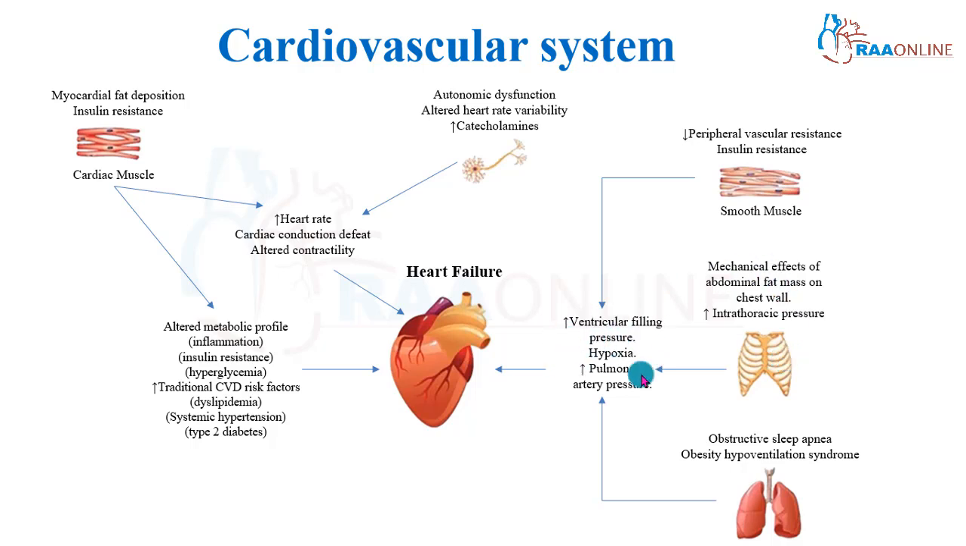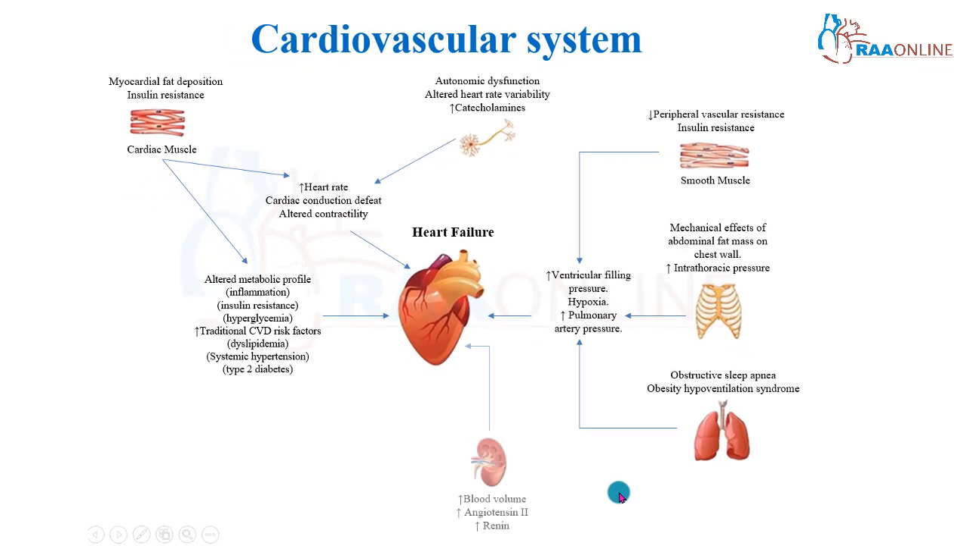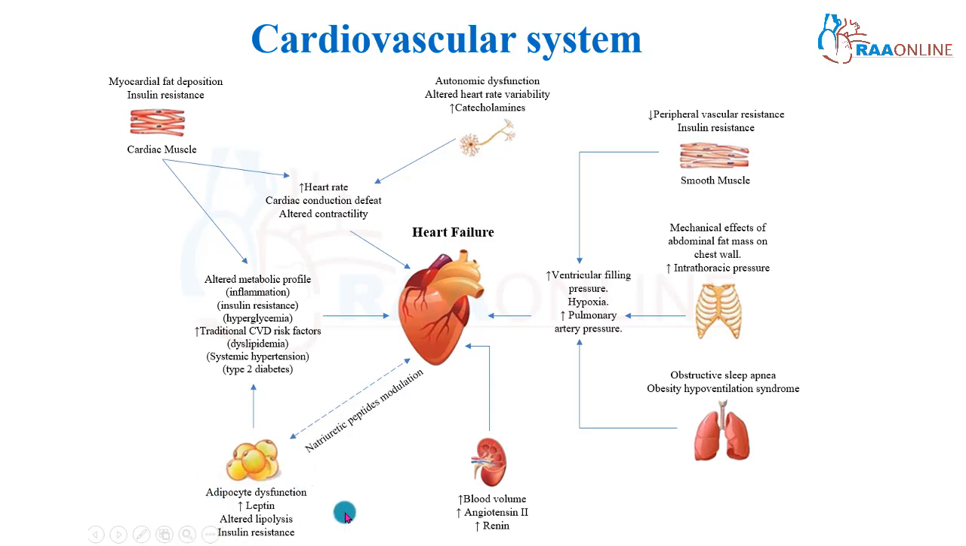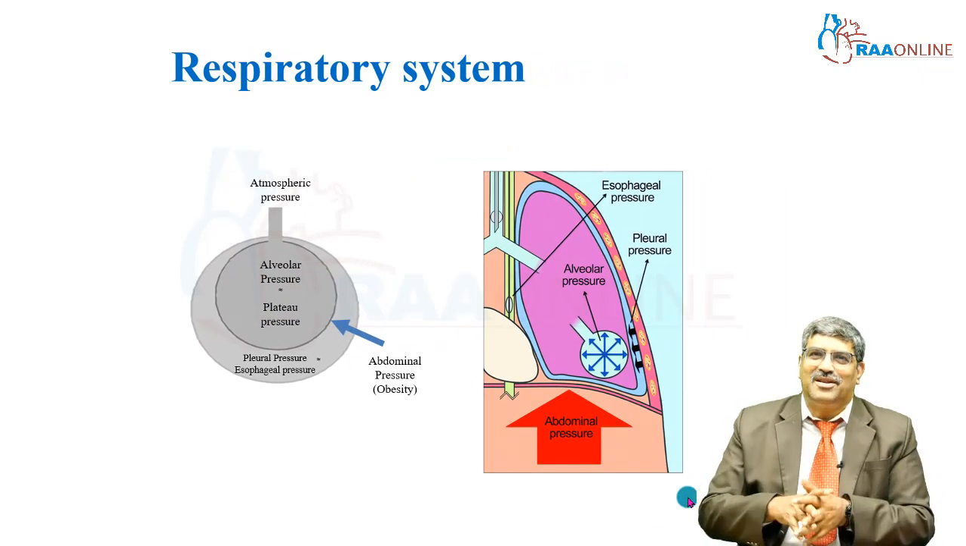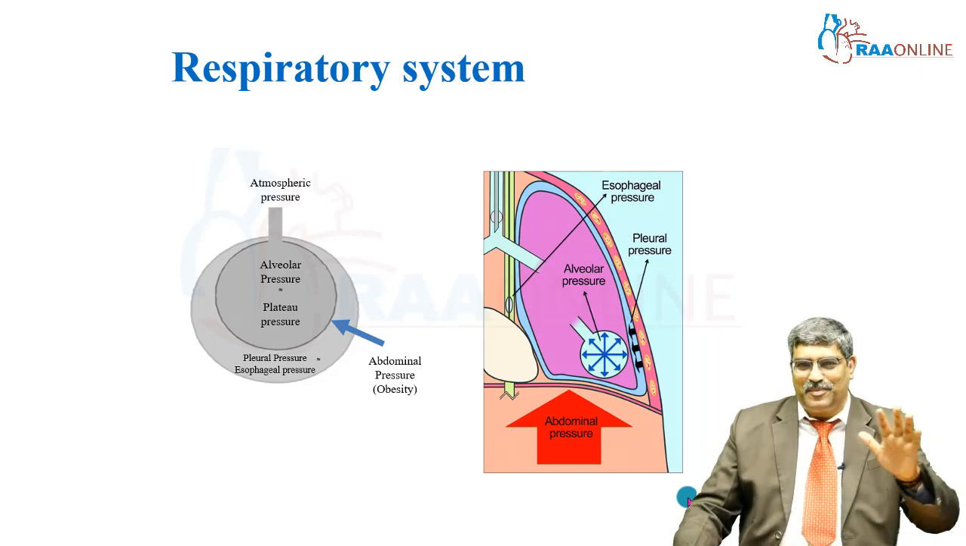And the mechanical effect of abdominal fat mass on the thoracic cavity can cause hypoxia, and your obstructive sleep apnea and obesity hypoventilation syndrome can increase your pulmonary artery pressure, which has a back pressure on the cardiovascular system, and increased blood volume and increased renin-angiotensin system can have bad effects on the heart. Finally, natriuretic peptide modulation through altered lipolysis can also affect your cardiac function. Now coming to the most important system which is affected in obesity, the respiratory system.